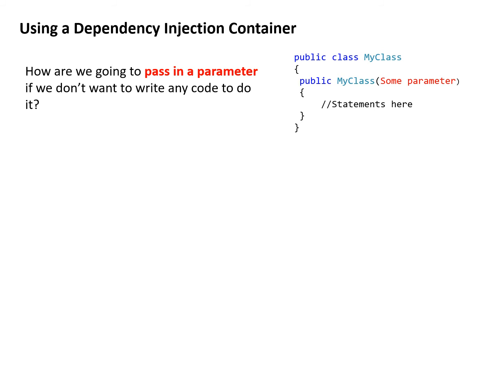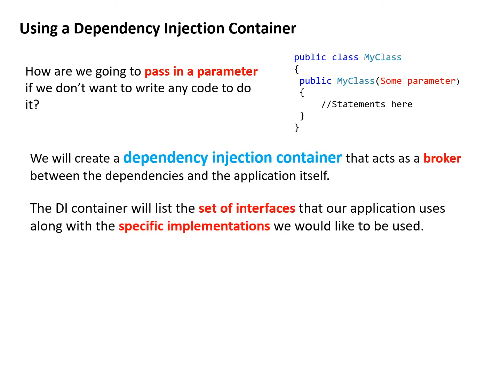So if we have a constructor set up that's going to accept the dependency, how then do we pass in the parameter if we're not wanting to write any code to do it? That's the big question. And here's how we do it.